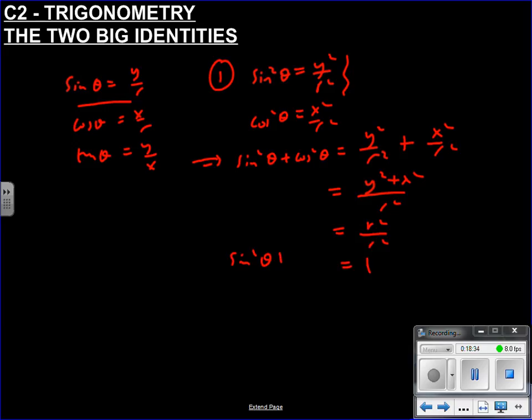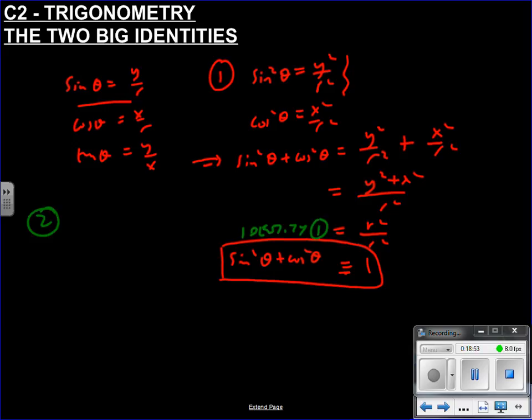So sine squared theta plus cos squared theta is always equal to 1. That's what those three lines mean. That means always equals. This is called an identity, and you're going to need this a lot.